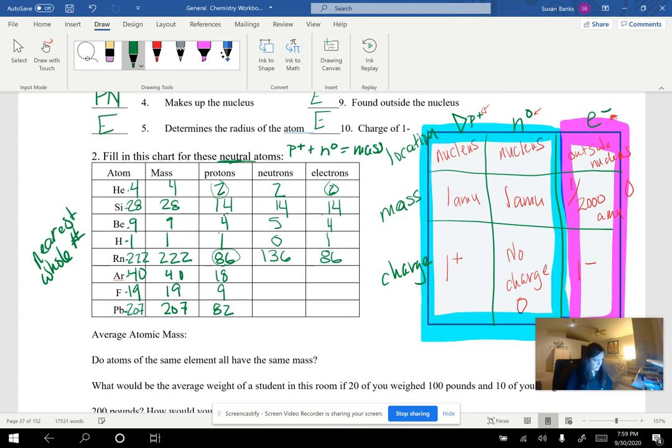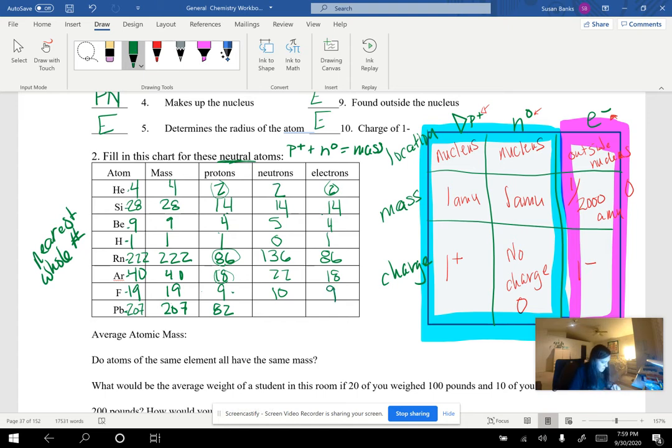have 86 electrons. Okay, my mass number, 40 minus 18 to get me my neutrons. So 40 minus 18 will give me 22 neutrons. If I have 18 protons, I'm going to also have 18 electrons. My mass for fluorine of 19. 19 minus 9 will give me 10 neutrons. If I have 9 protons, I'm also going to have 9 electrons.